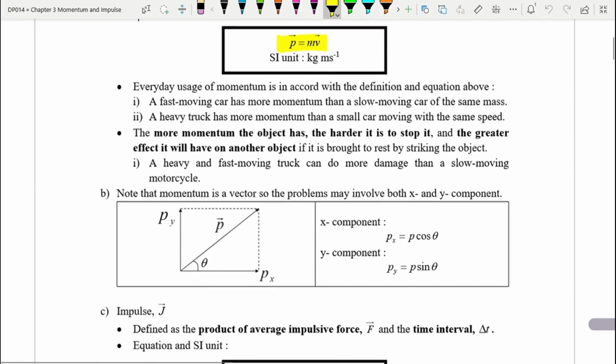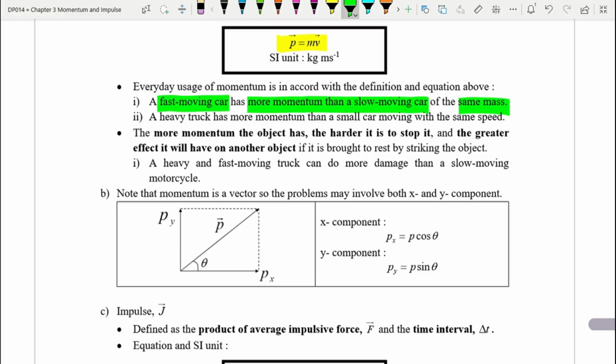Okay, contoh kalau kita tengok dekat sini, a fast moving car has more momentum than a slow moving car of the same mass. So kalau kita imagine contoh Honda City ada dua, satu dengan speed yang lebih tinggi berbanding dengan lagi satu Honda City, obviously the first Honda City will have more momentum because the velocity is higher compared to the other Honda City. Kita boleh compare car yang sama sebab dia mempunyai mass yang sama, tetapi velocity yang berbeza. So that's why kita kata momentum of the first Honda City is greater than the second Honda City.